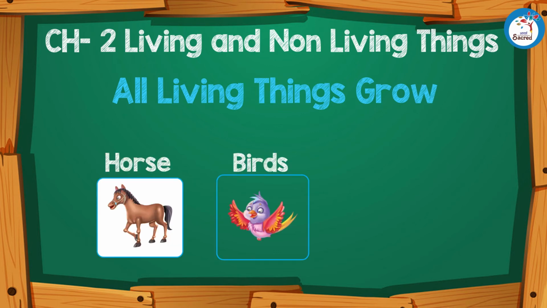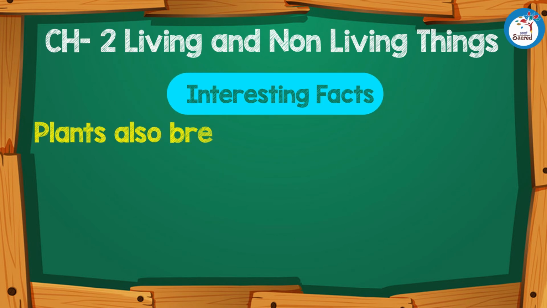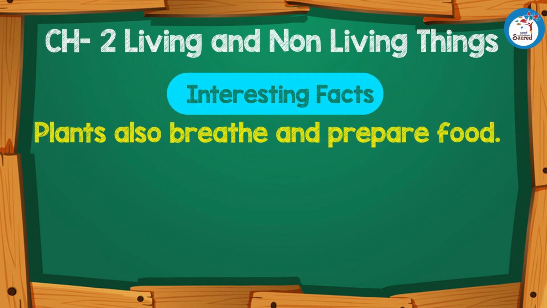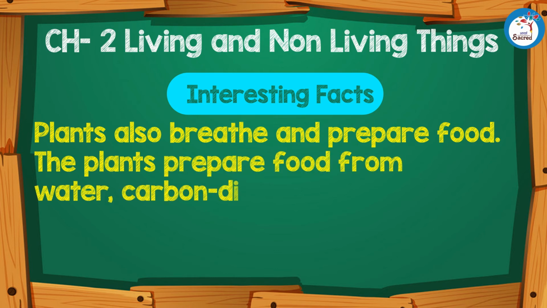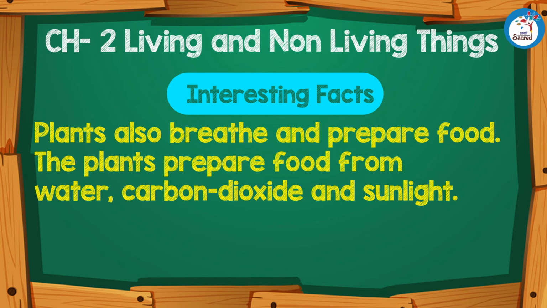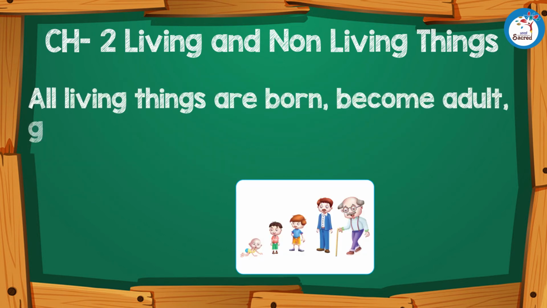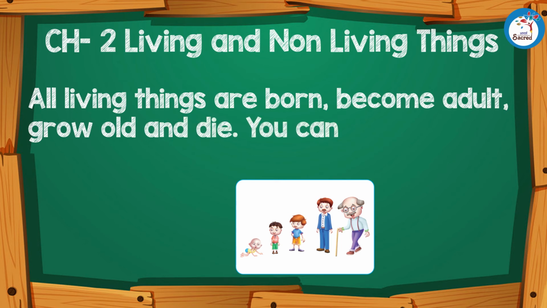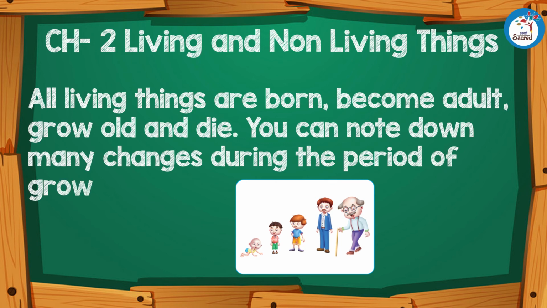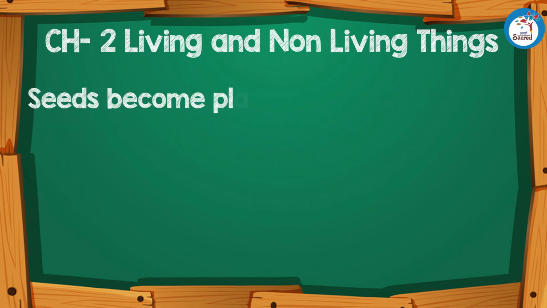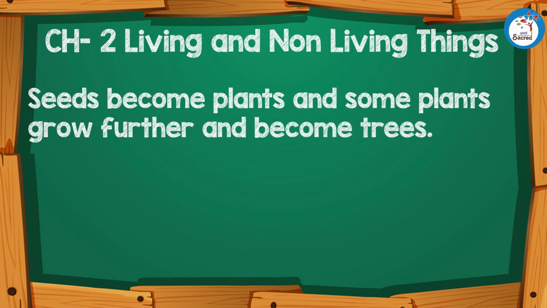Horse, birds, child. Interesting facts. Plants also breathe and prepare food. The plants prepare food from water, carbon dioxide, and sunlight. All living things are born, become adult, grow old, and die. You can note down many changes during the period of growth. Seeds become plants, and some plants grow further and become trees.